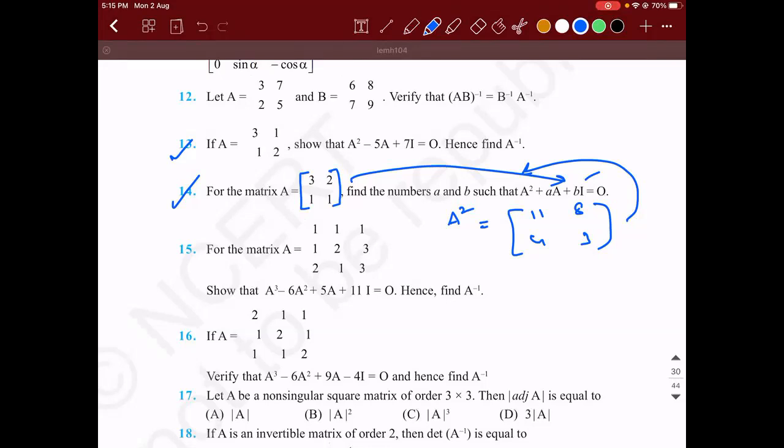What is the answer, guys? a is equal to -4. Yes, sir. And b is equal to 1. So a is -4, b is equal to 1. Did you guys get it? Did anyone else get it?